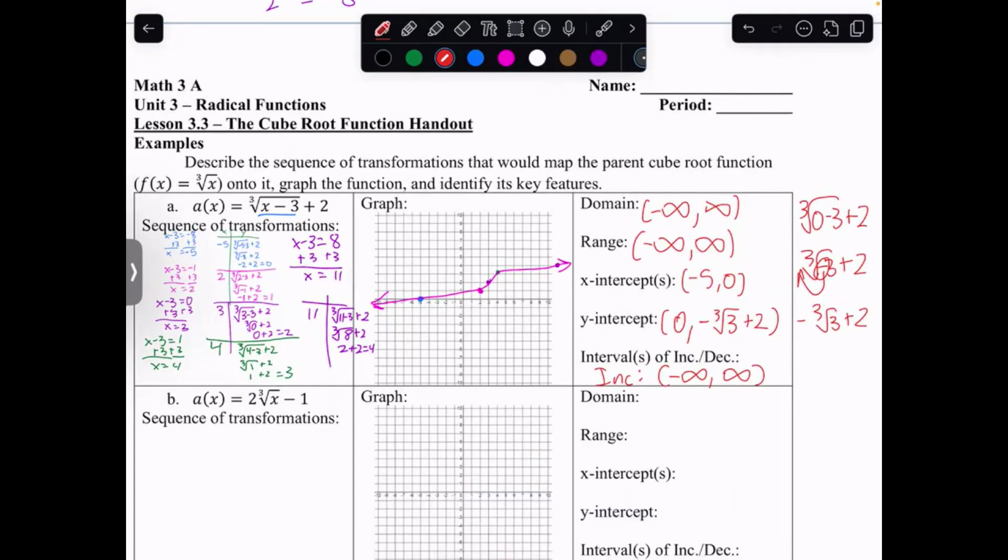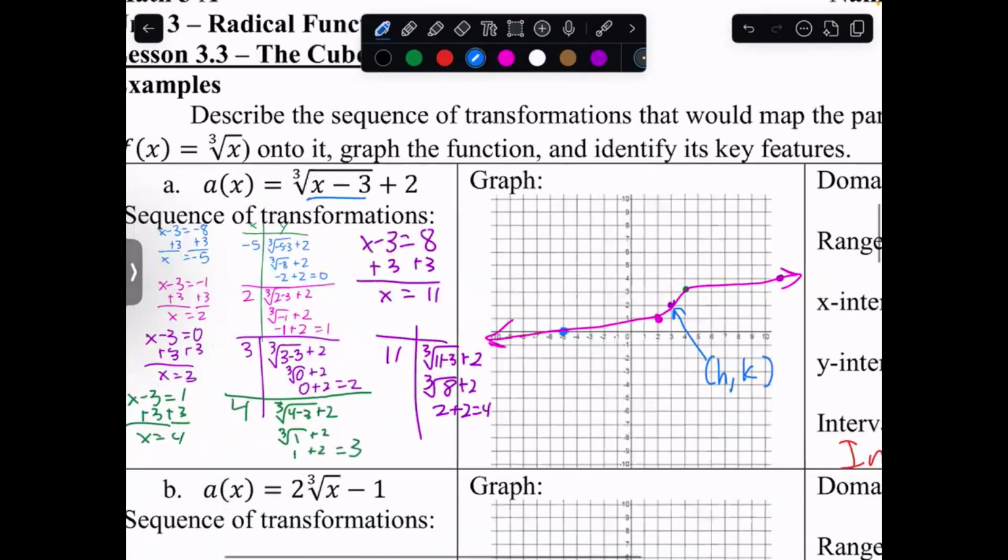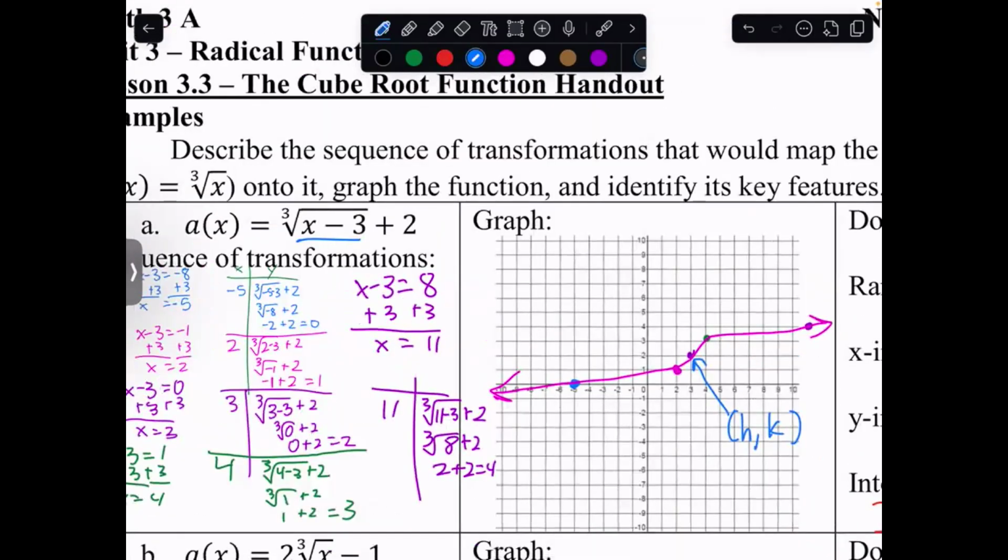One thing I want you to notice: on the graph, there's sort of like a center point, right? It's called a point of inflection, and its coordinates are h comma k. h is what's subtracted from the inside, and k is what's added at the end. So you see here, h is 3, k is 2, excuse me. And that center point is 3 comma 2.